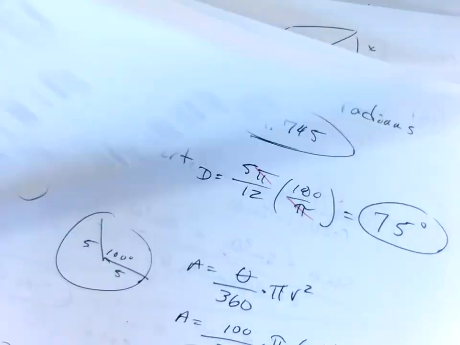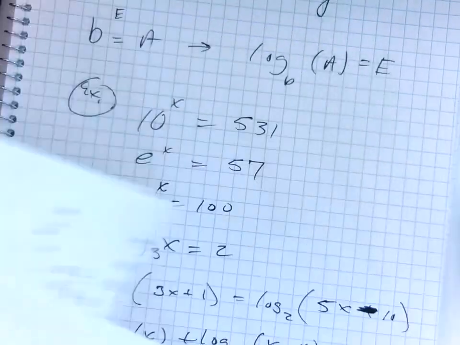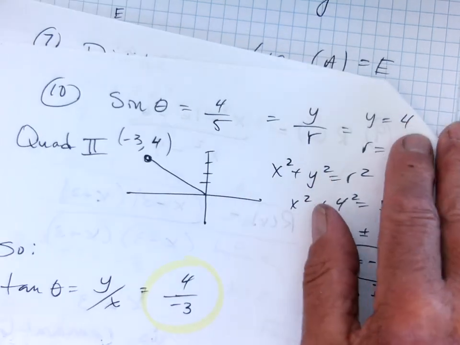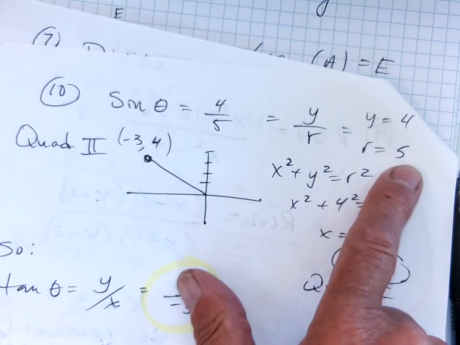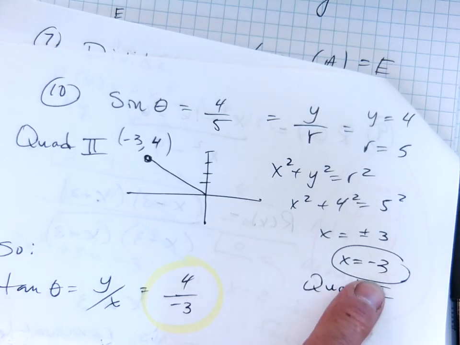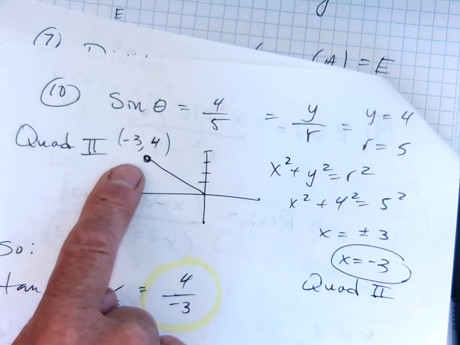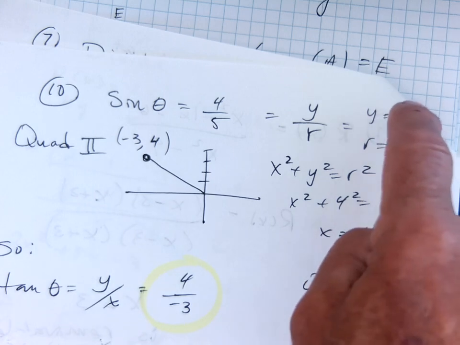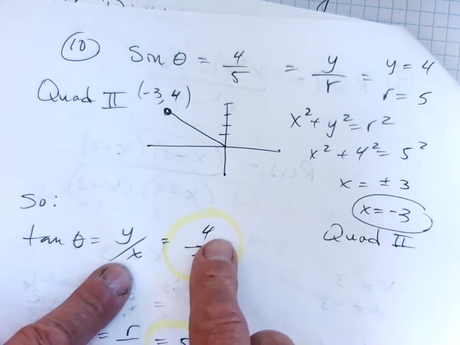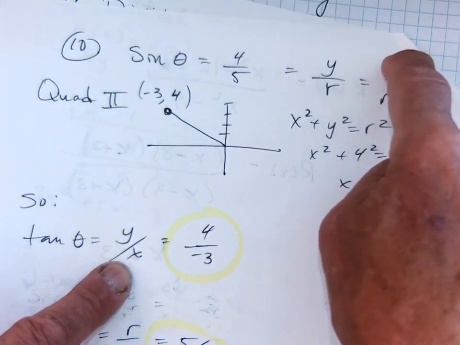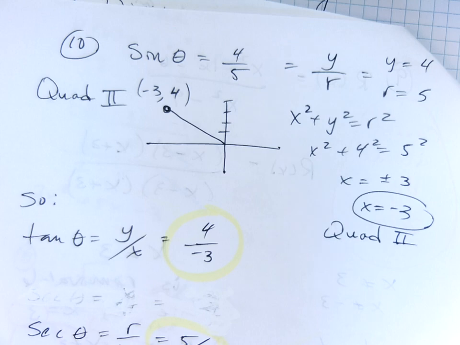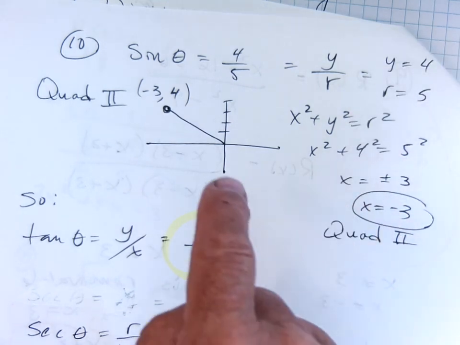Okay? 10. Let's see. I know sine is y over r, so y is 4 and r is 5. I don't know the x, so I use the Pythagorean theorem. The x turns out to be plus or minus 3, but it must be minus 3 because I'm in quadrant 3. So I've got my r, my y, and my x. Tangent is y over x, so it's 4 over negative 3. My secant is r over x, so it's 5 over negative 3.